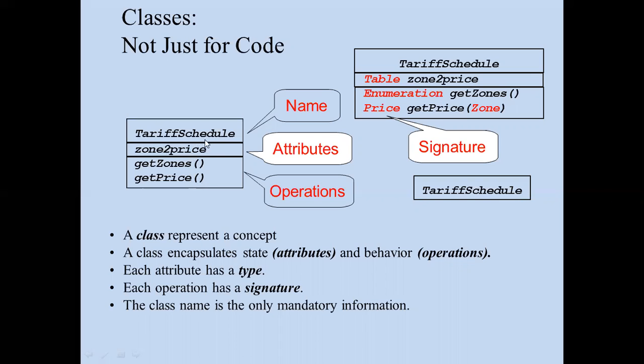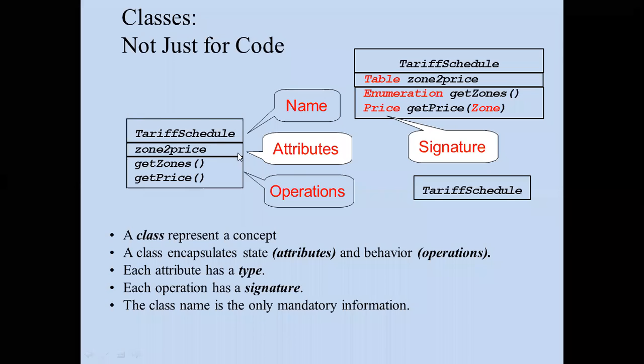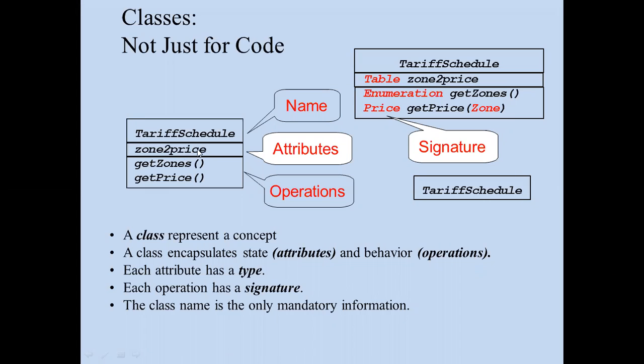Here you can see the class name as TariffSchedule, then the attributes zone to price, then these are the operations. Each attribute has a type, that is the data type. Each operation, that is each method, has a signature. The class name is the only mandatory information; it should always be available. This is about classes.